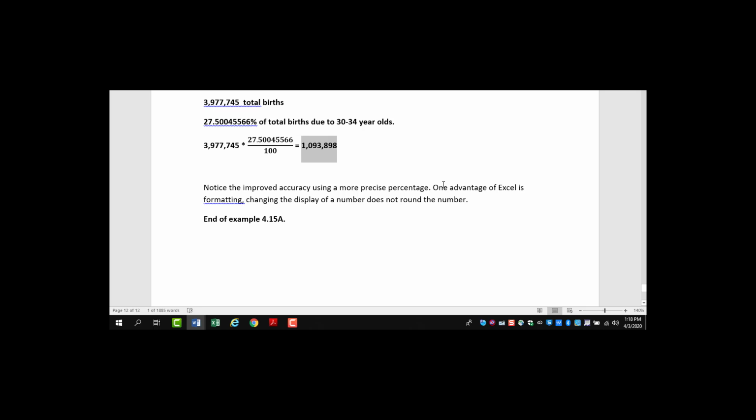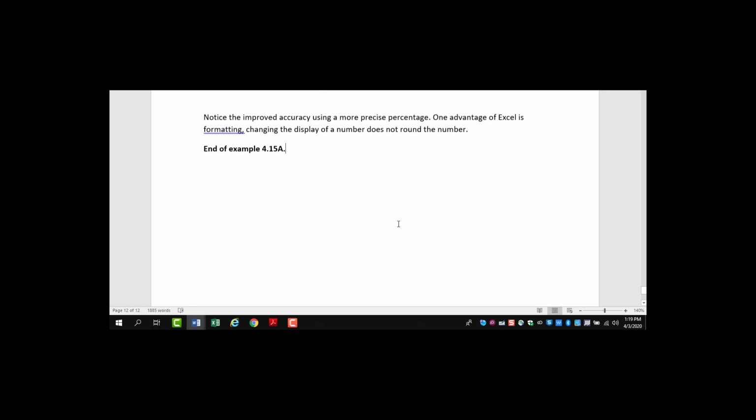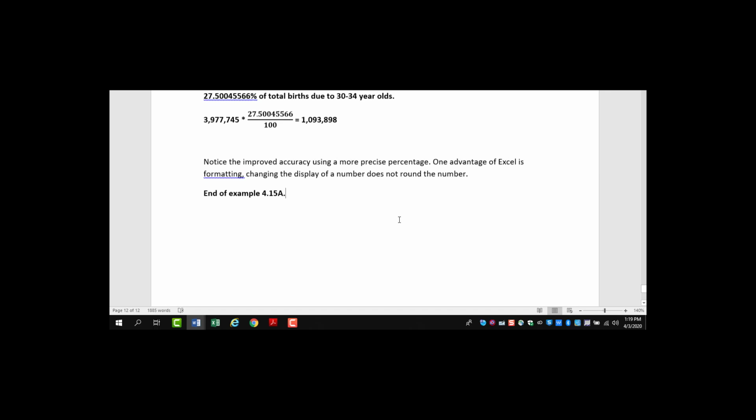So one advantage of Excel is formatting. I could change the display of a number, but it does not round the number. In other words, you can change the display. You can have it look like 27.5, but underneath the cell, it has all those numbers. And that is the end of 4.3.